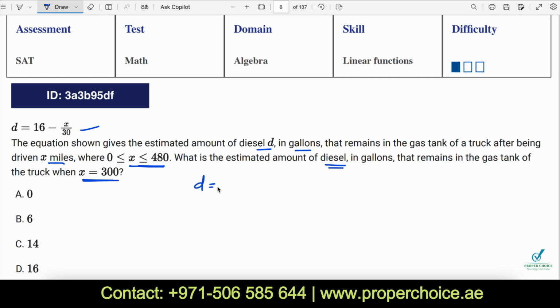So D equals 16 minus 300 divided by 30. This is the equation to calculate the amount of gasoline left in the tank. They have been given to us. You can take the help of Desmos, or you can manually solve: 300 divided by 30 is going to be 10. So 16 minus 10 is going to be 6. So after driving 300 miles, the diesel left in the tank is 6 gallons. So we should go with option B.